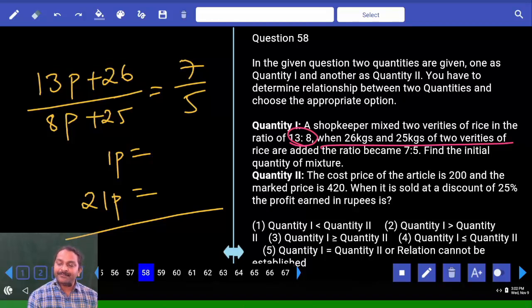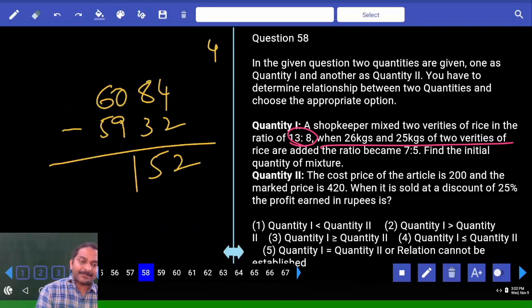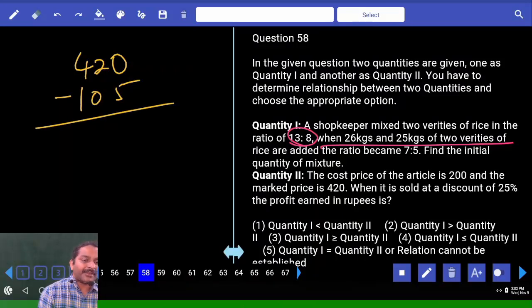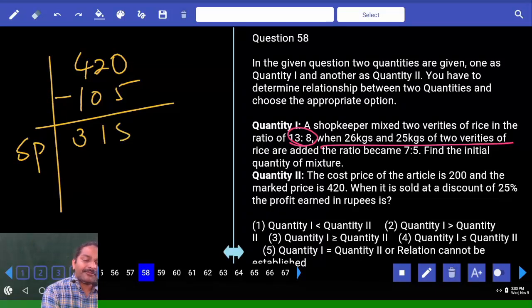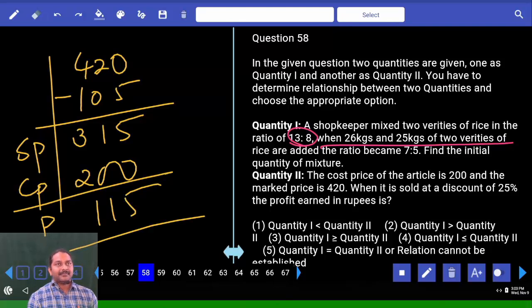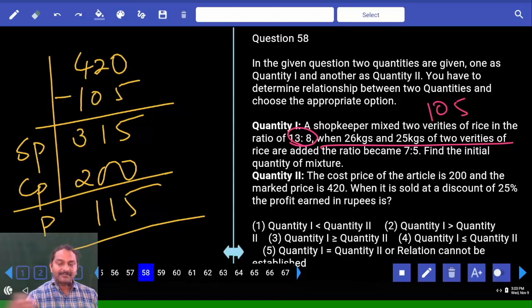The cost price of the article is 200 and the market price is 420. When it is sold at a discount of 25%, the profit earned in rupees is? What is the market price? 420. 25% discount is offered. 1/4 is 105. Then selling price becomes 315. And how much is the cost price? 200. We were asked to calculate profit, which is 115.